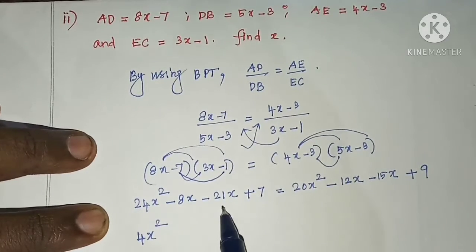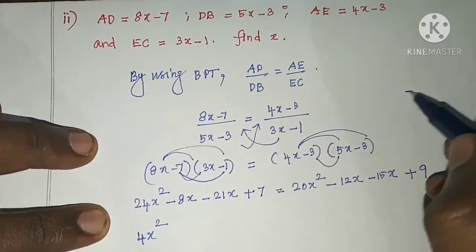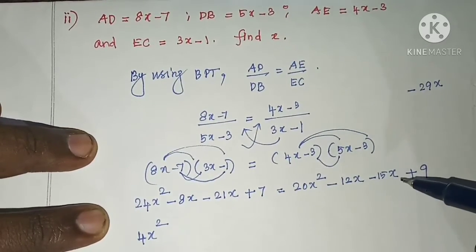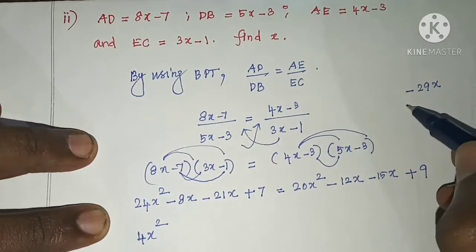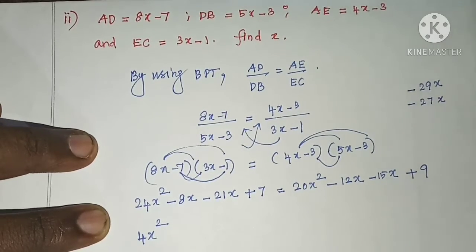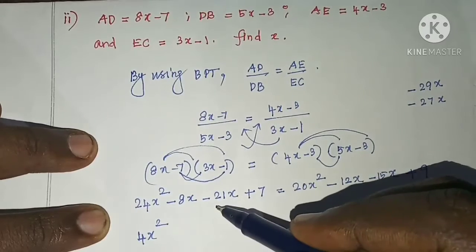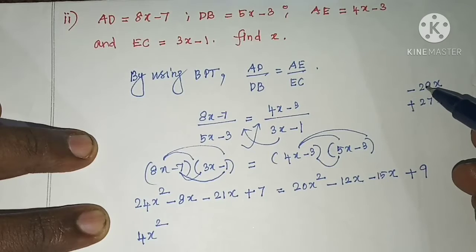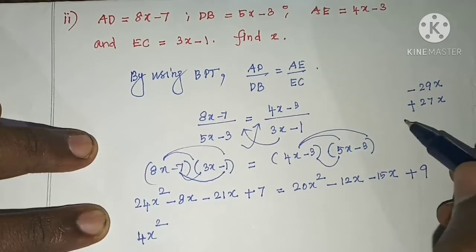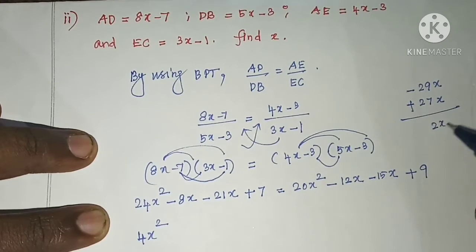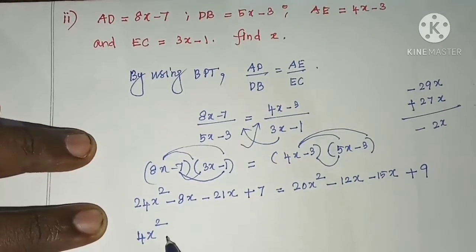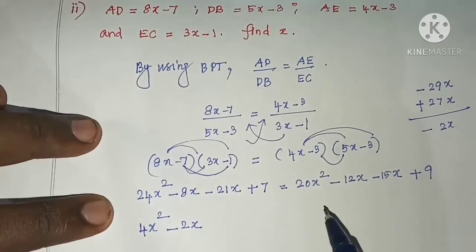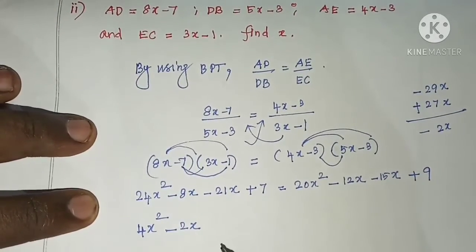Here minus 8x minus 21x is equal to minus 29x. Okay, so here minus 12x minus 15x is equal to minus 27x. If you take this from the right hand side to the left hand side, it becomes plus, you know. So minus 29x plus 27x is equal to minus 2x after simplification. Okay, if you have doubt, you can write it once, after that you can simplify it.